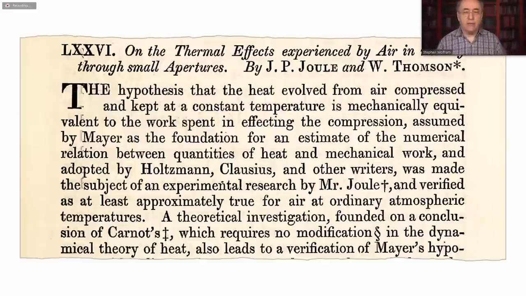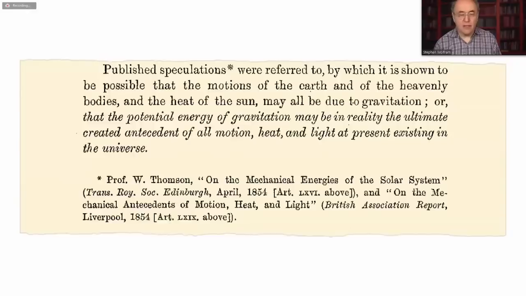But anyway, Kelvin is not deterred, despite the technical work, from various kinds of cosmic speculations. He suggests that gravity, rather than creative power, might in reality be the ultimate created antecedent of all motion. And he says, published speculations were referred to by which it is shown to be possible that the motions of the Earth and of heavenly bodies and the heat of the sun may all be due to gravitation, or that the potential energy of gravitation may be in reality the ultimate created antecedent of all motion, heat and light at the present time existing in the universe.